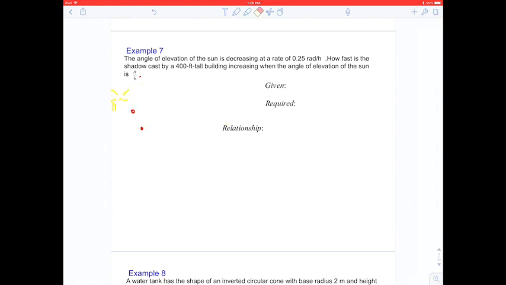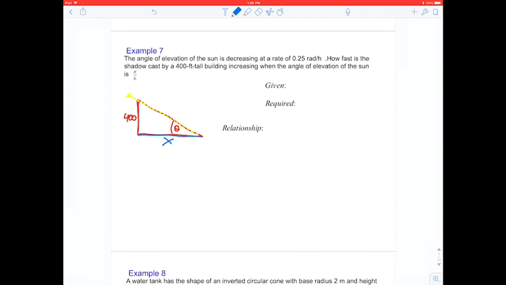Let's draw just one situation, okay? I will draw a building. I will draw a shadow. Okay, this is 400, and the angle of elevation, of course, is this one, theta. And this distance is changing. That's the shadow cast, the blue, and I will label x. That means let's see what we have.